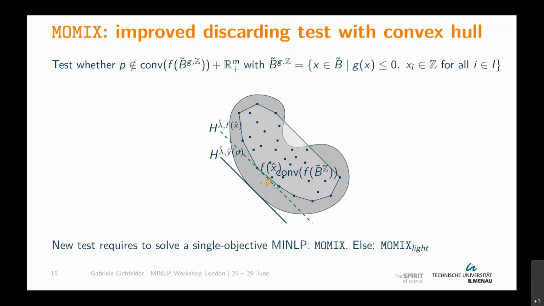And when we want to move this hyperplane, we have to solve a mixed integer optimization problem, a single objective mixed integer optimization problem. And when we do that, we call our algorithm MOMIX, but we also started to avoid having to solve a mixed integer problem. And then we call our algorithm MOMIX Lite, which just means that we are not doing this additional discarding test here, and only the lighter version you have just seen on the slide before. And we are going to evaluate in the numerical experiments which one is more promising, because, of course, this one has a better discarding test, but it takes more time to evaluate this discarding test.